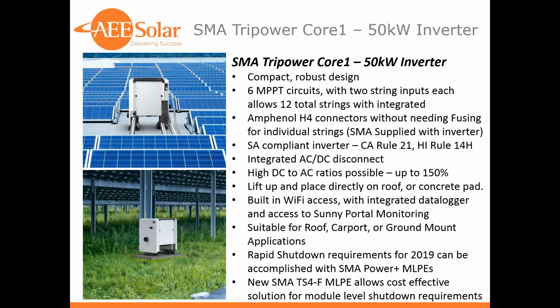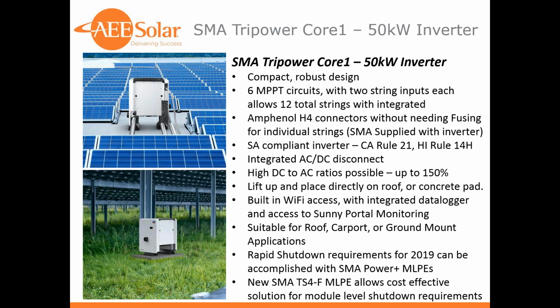Another thing that's very nice about these is that they have an integrated AC and DC disconnect. One of the issues with mounting an inverter up on the roof is having an accessible AC disconnect within range to service the unit. And those separate AC disconnects on the Tripowers or the Fronius Simos often would add unnecessary costs to the inverter. These have an integrated AC and DC disconnect.